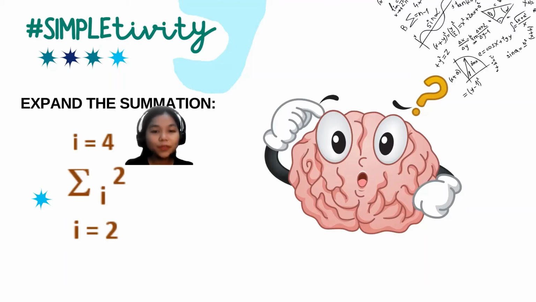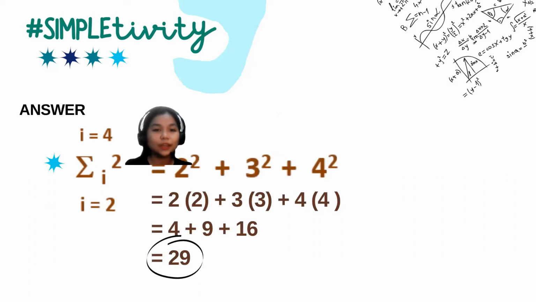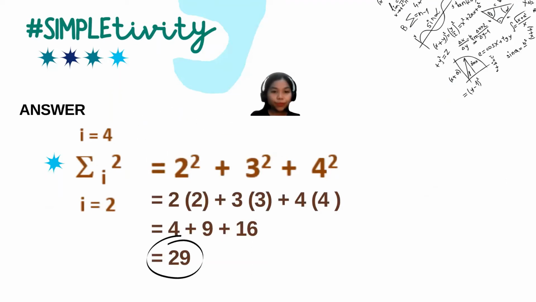Since this is sum of squares, let's try answering this. To answer, the first thing that we need to identify is the formula of the term. The formula of the term is i squared. And then, what's the index of summation? The index of summation is i. What is the starting value? It's 2. And it ends at 4.